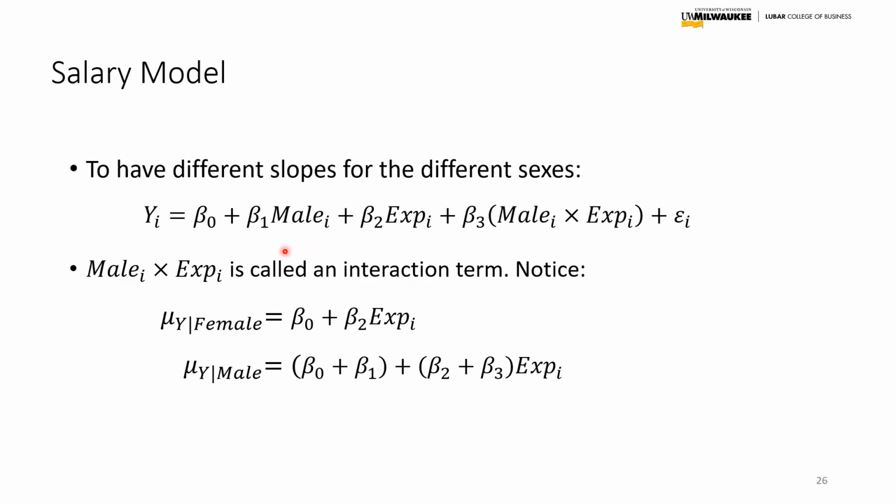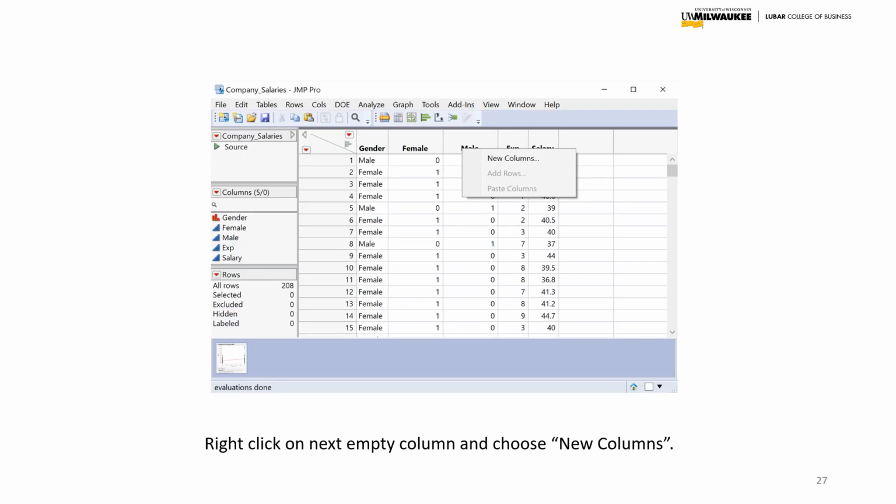For the male group, we have beta 0 plus beta 1 times 1, and you can see that below here as the intercept, plus beta 2 times experience, plus beta 3 times 1 times experience. So we'll have beta 2 times experience plus beta 3 times experience. We can pull out the experience variable and see that the coefficient in front of experience is now beta 2 plus beta 3. So we have two different lines with different intercepts and different slopes. Mission accomplished. We want to make the interaction variable.